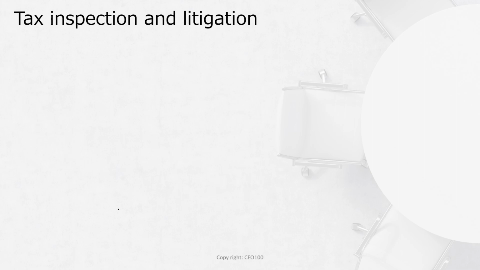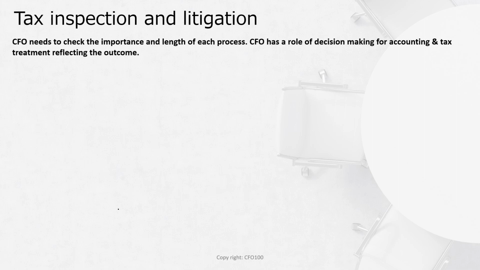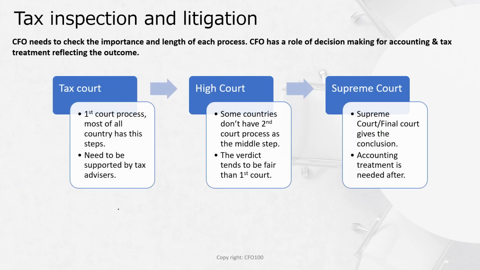As a CFO, you need to understand the core points which have an impact on decision making. Once there is a consequence of the tax litigation, it means that there is some impact on accounting and tax treatment. This picture shows a typical process of litigation. So the detail of the process may be different from your country's one, but the basic structure is the same even in different countries.